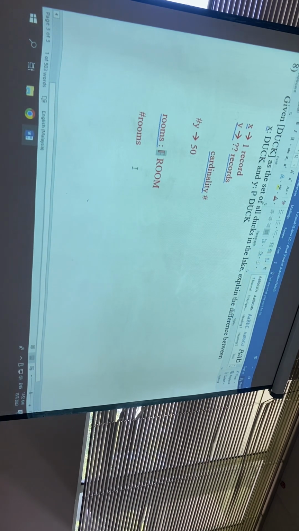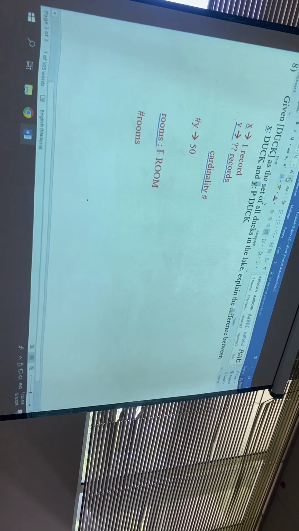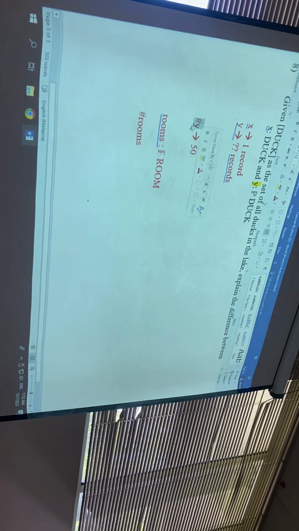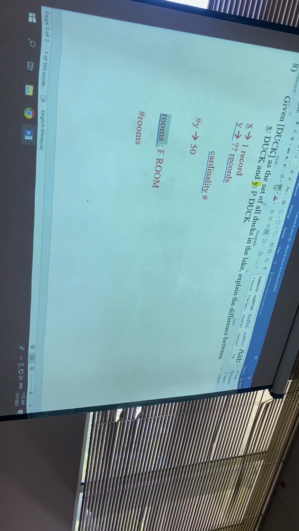So same thing for the power set or finite set. In order for you to know the size of the records inside your system, you can use the cardinality symbol. The cardinality symbol is represented by the hashtag symbol. How to write it? You put it in front of your variable. This is your variable Y, so you put it in front of Y. Rooms is your variable, so you put it in front of rooms here.